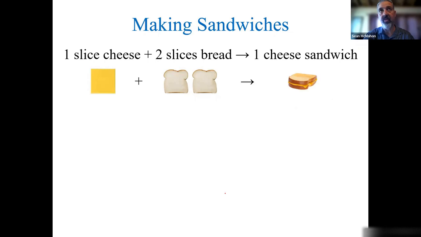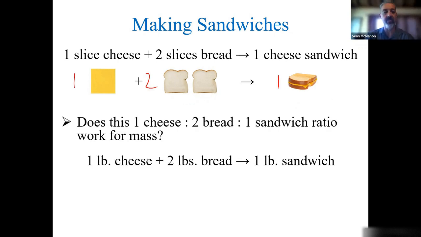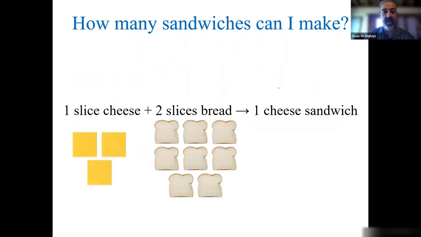So now what we're going to realize is that these reactions, on paper, look kind of perfect. What do I mean by that? If I have 1 slice of cheese and 2 slices of bread, I make 1 cheese sandwich. This is kind of a 1 to 2 to 1 mole ratio. Now, this ratio is consistent.